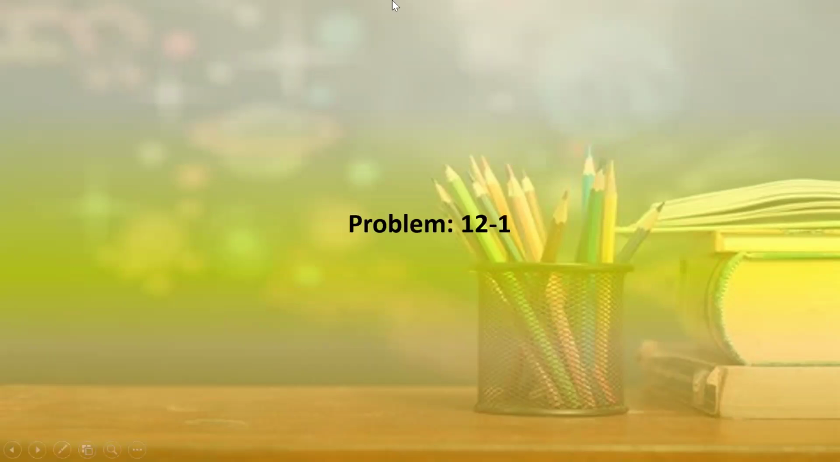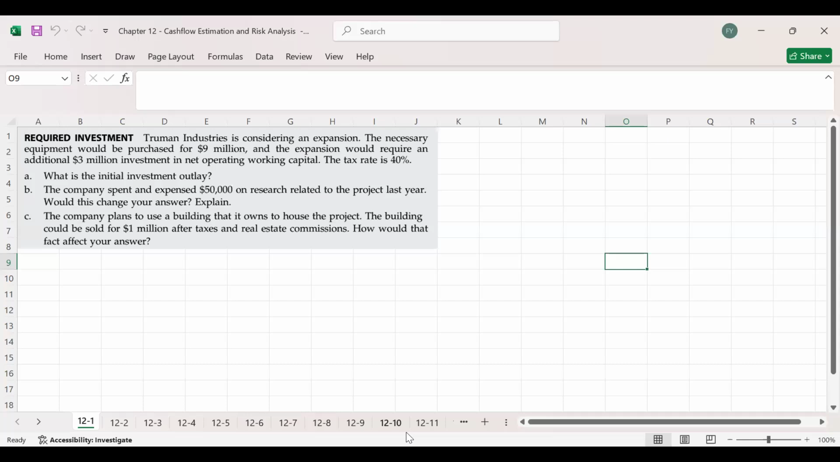So the first problem is 12-1. As I have mentioned, we are using Brigham Houston's book, which is the Fundamentals of Financial Management, and it is the 8th edition. So this is our first problem.